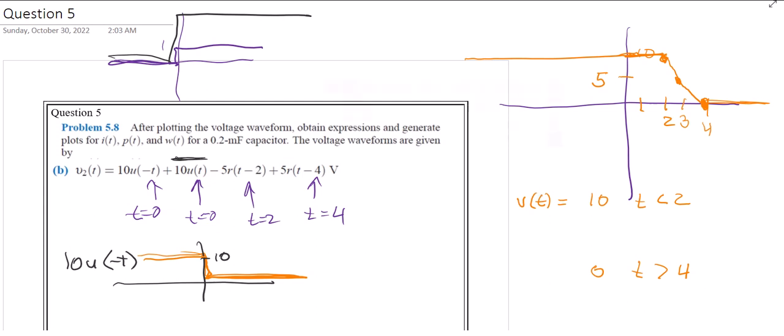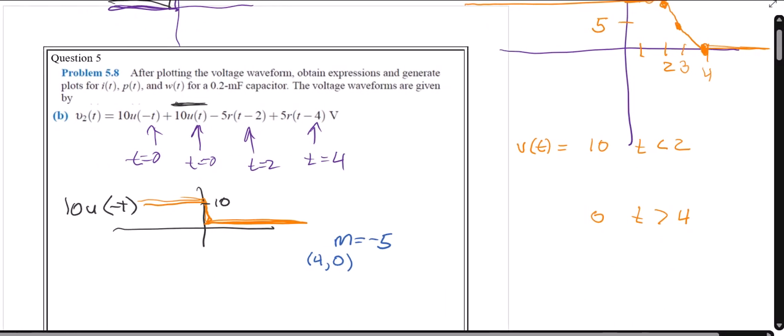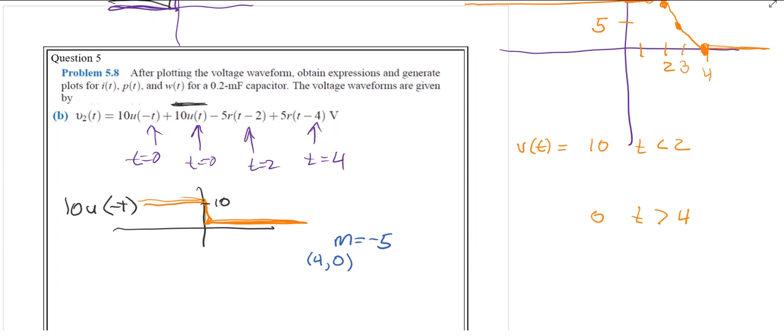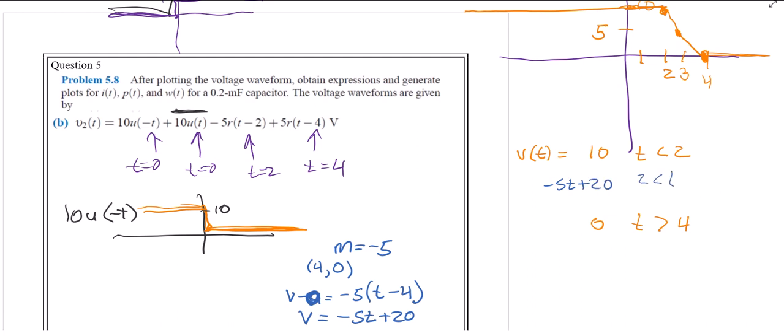And then let's just remember how to write an equation of a line. Our slope is -5, and I'm going to pick a point that's on this line. I'm going to pick the point (4, 0). And then if you remember, y minus y1 equals m times (x minus x1). Same thing here, it's v. So v minus 0 equals -5 times (t minus 4), or v equals -5t plus 20. So -5t plus 20 for t between 2 and 4.